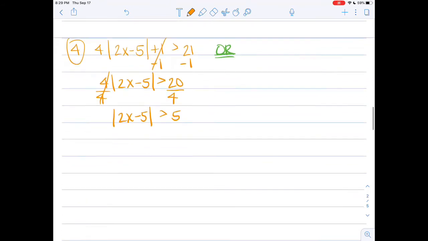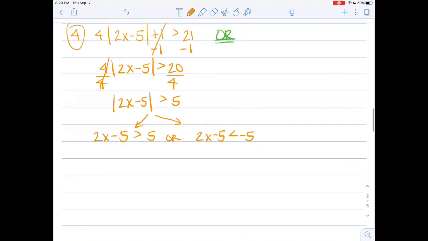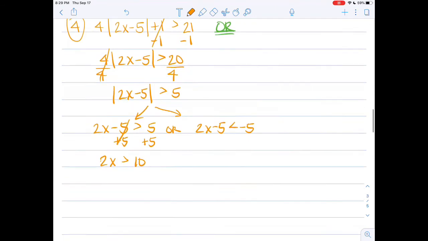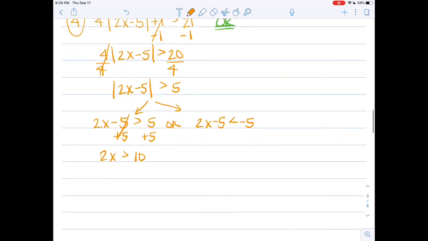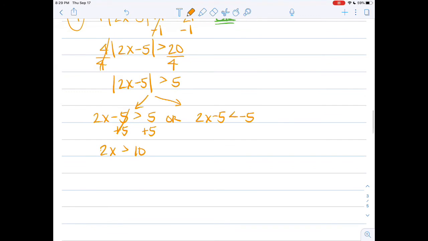We're finally in our isolated case where we can split into two pieces. So we have 2x minus 5 is greater than 5, or 2x minus 5 is less than negative 5. Let's solve each. The first thing again that we want to do is adding or subtracting, so I'm going to add 5 to both sides, leaving me with 2x is greater than 10. And then divide by 2. X is greater than 5.